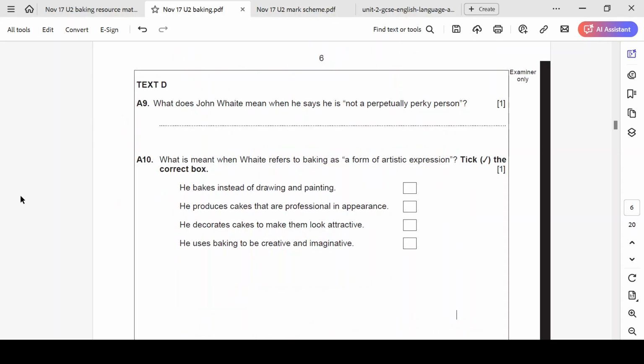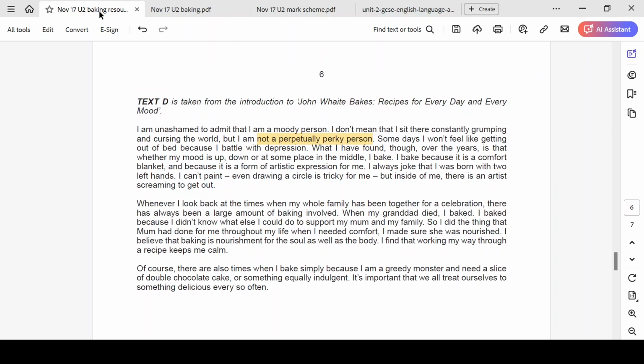So question A9 is on text D. So again, make sure you're on the right text. What does John Waite mean when he says he is not a perpetually perky person? So it's another one of those where you have to find the quote in the text. And as before, I would suggest that you read the whole sentence that it's part of, and sometimes even the sentence that's before and after it.